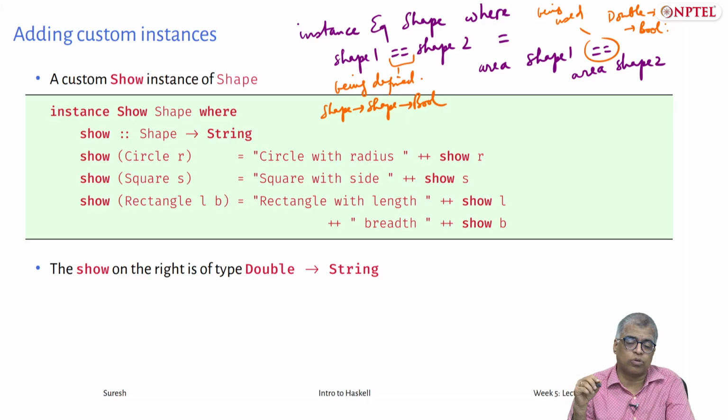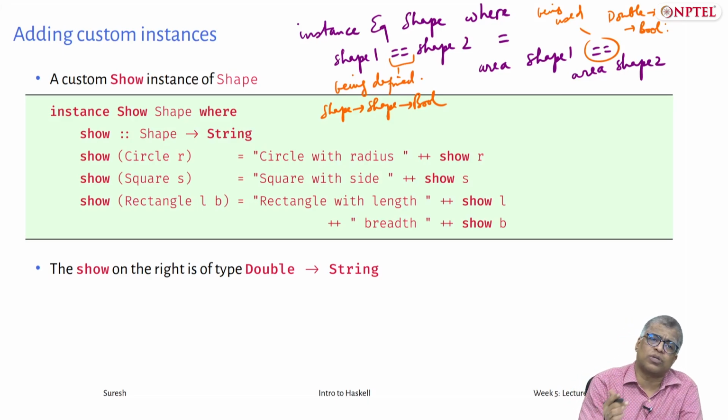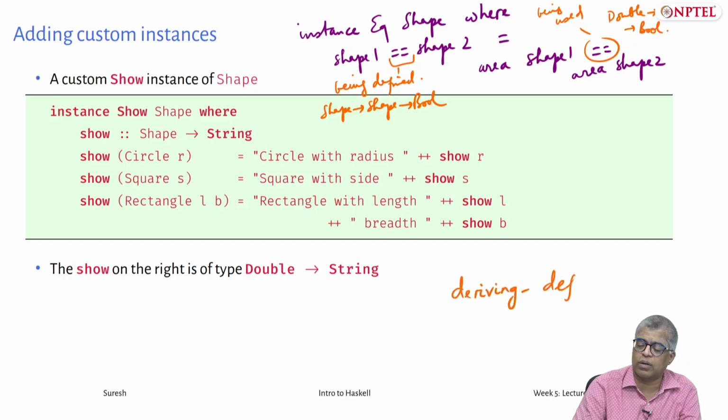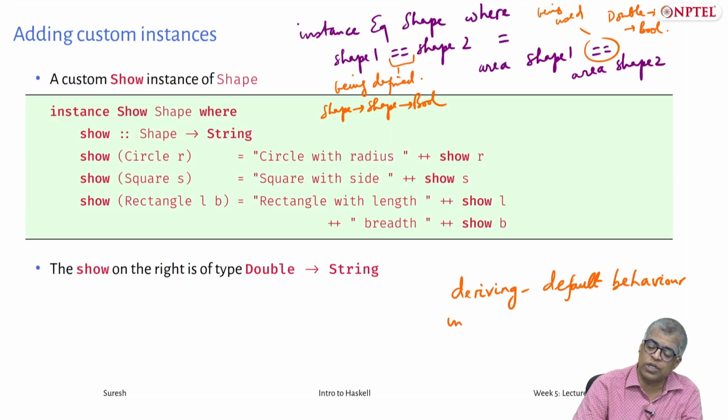So just to summarize, you can use deriving, which gives default behavior, or instance, and get custom behavior.